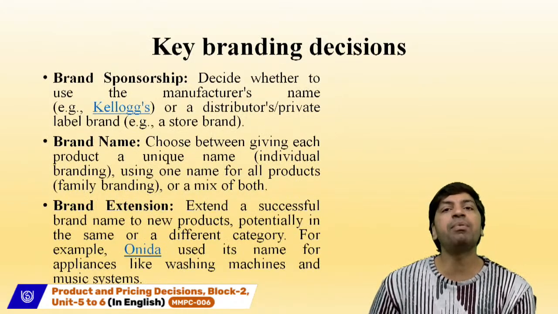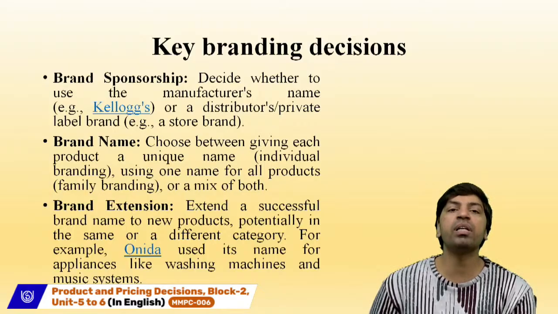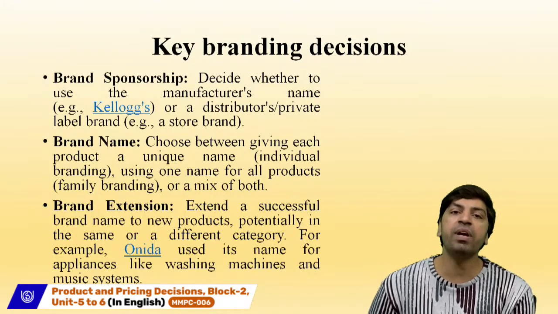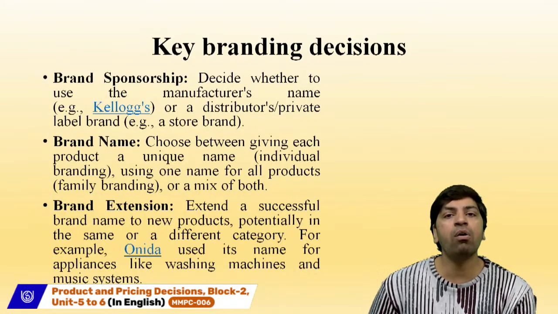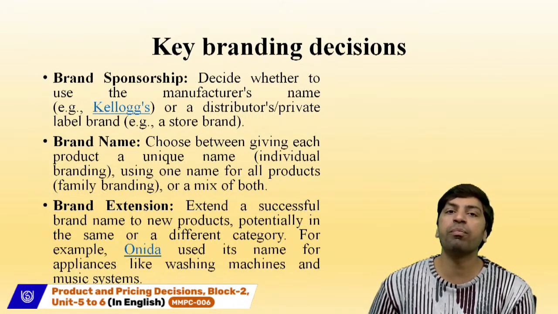Next is key branding decisions. The first one is the brand sponsorship. It refers to deciding whether to use the manufacturer name, like Kellogg, or a distributor private label brand that is called a store brand.